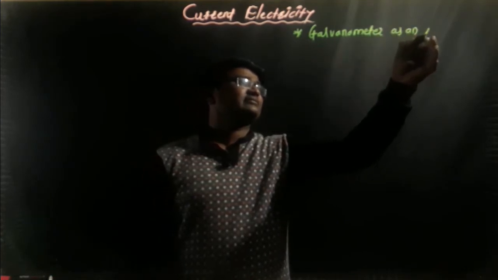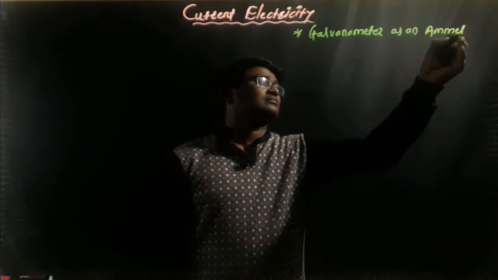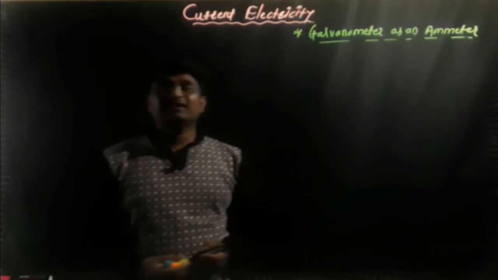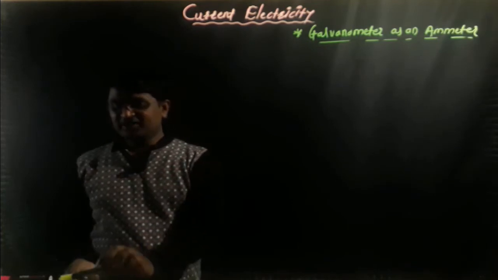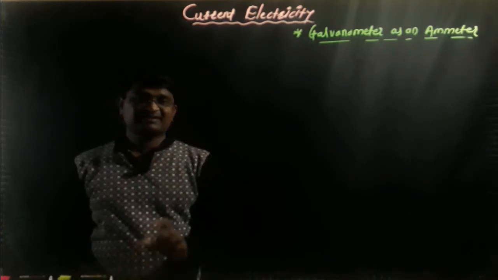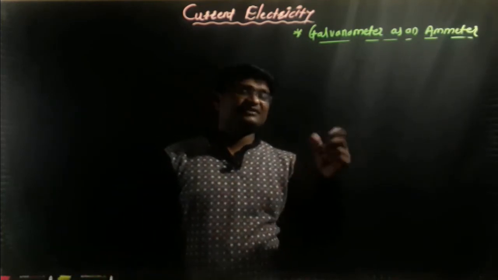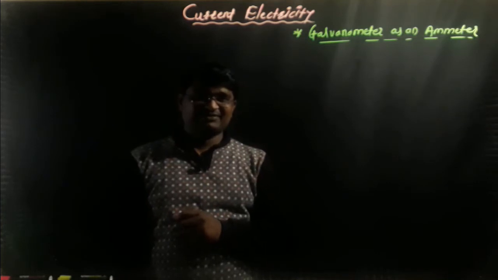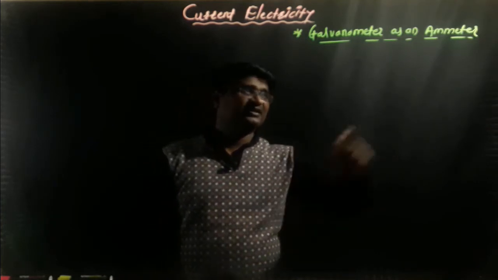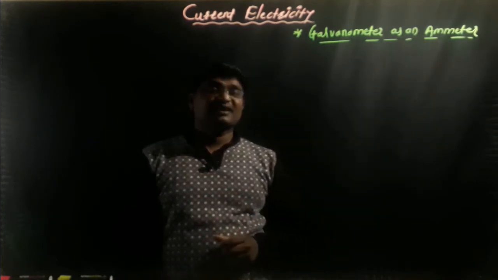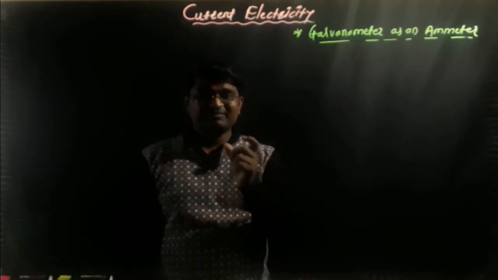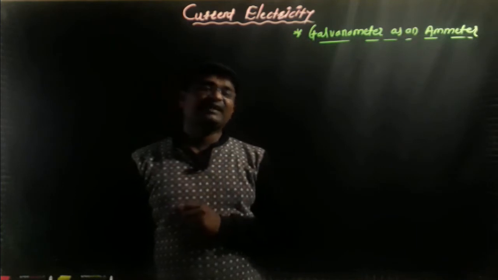Galvanometer as an ammeter. We know that an ammeter is an instrument, a device, with which we measure a very large amount of electric current, and with a galvanometer we measure a very small amount of electric current.